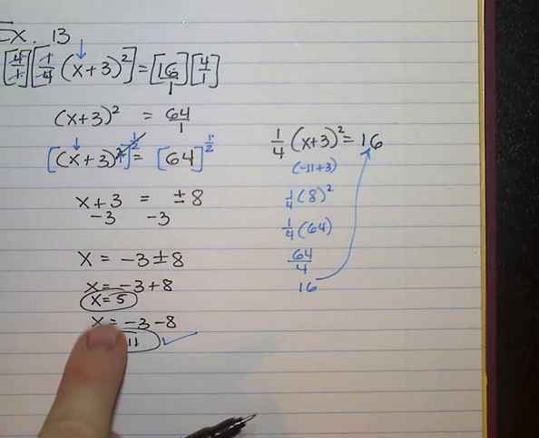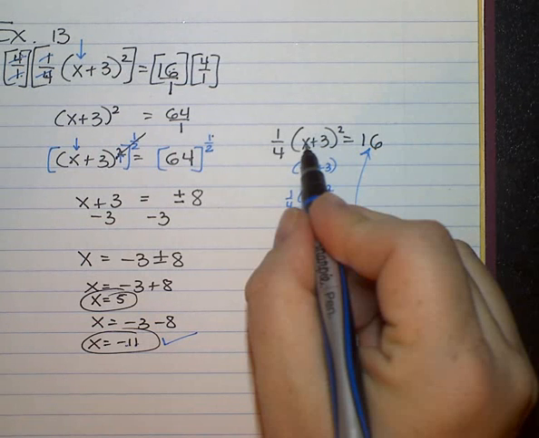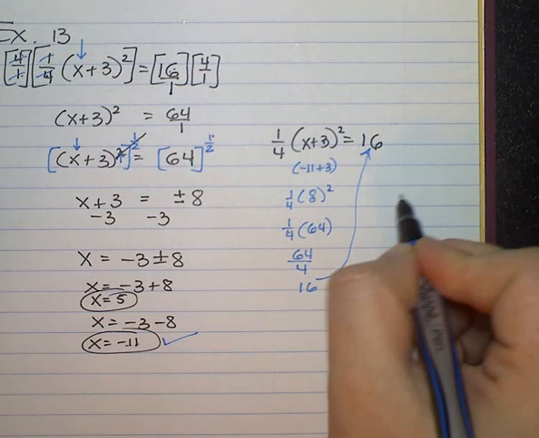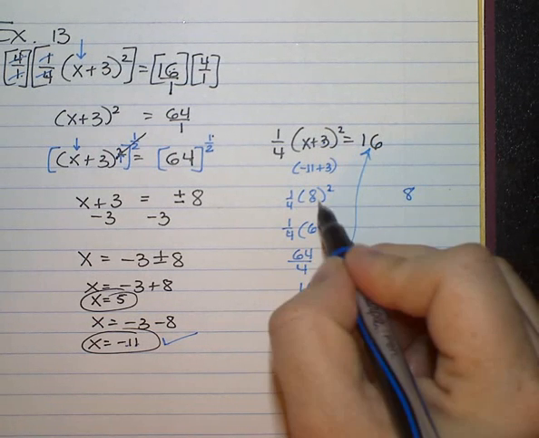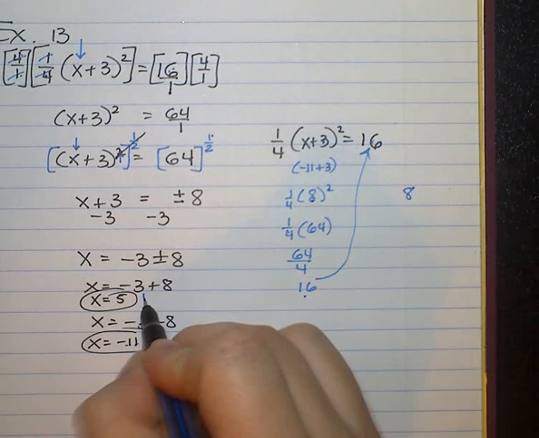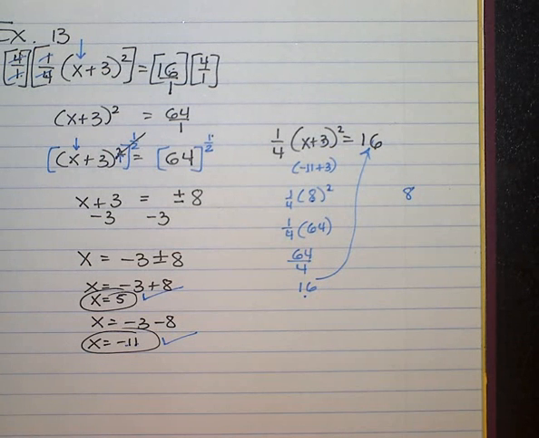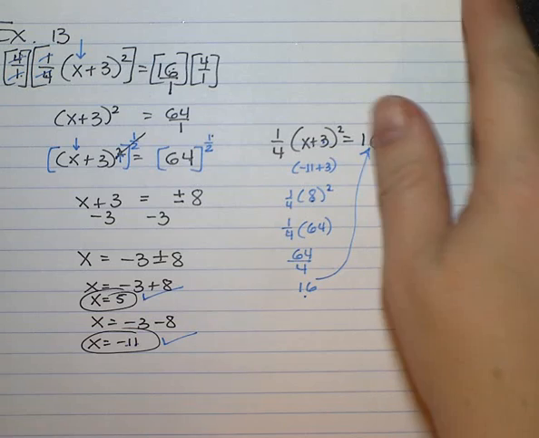Let's try a positive 5. 5 plus 3 is 8. I don't need to do the work. I can already see that 8 also works. Okay, they both work. Moving on to example number 14.